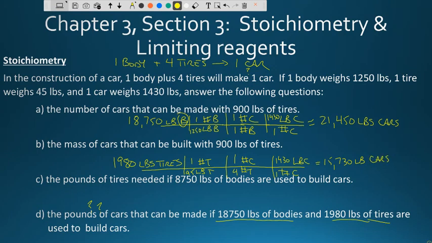So what does this tell me? If it was up to my bodies, I would get 21,000. If it was up to my tires, I can get 15,000. In other words, this is what I would call my limiting reagent. I ran out of my tires.